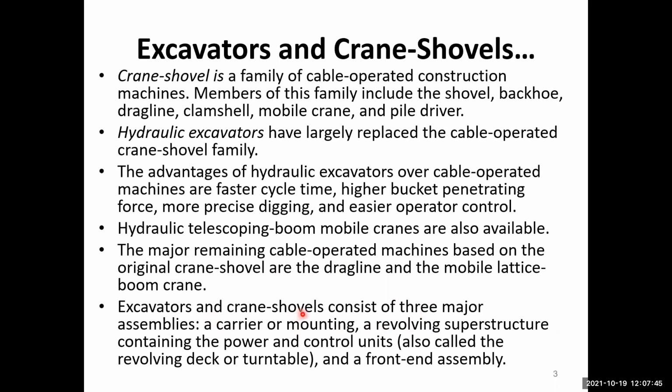Excavators and crane shovels consist of three major assemblies: a carrier or mounting, a revolving superstructure containing the power and the control units, also called the revolving deck or turntable, and a front end assembly. So we will see a picture later on, which will involve all these different components.